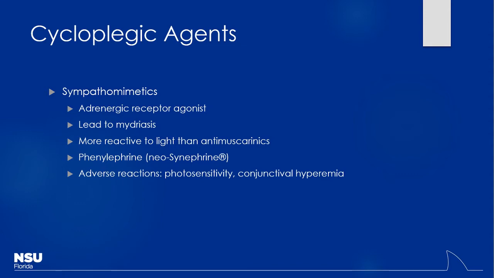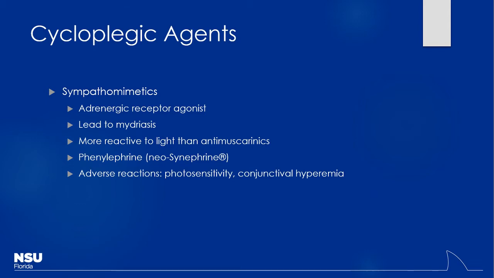So as I mentioned with the fight or flight response, you could also stimulate norepinephrine and epinephrine receptors as alpha receptors in the eyes, and that would also help to cause dilation in the eyes as well. Typically, these are a little bit more short-acting, so when you think about getting your eyes dilated at the optometrist, usually the antimuscarinics are going to be much longer-lasting in terms of their effects.